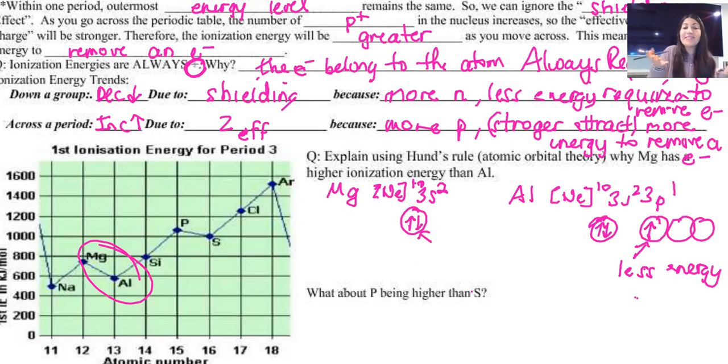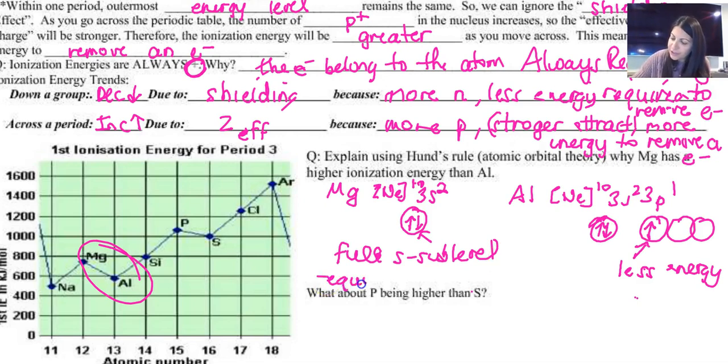Well, again, just like we said before, if we have a full sublevel, magnesium we can see has a full S sublevel, and because that S sublevel is filled, it actually makes it slightly more stable, which means it requires more energy to remove that electron. Requires more energy to remove the electron.